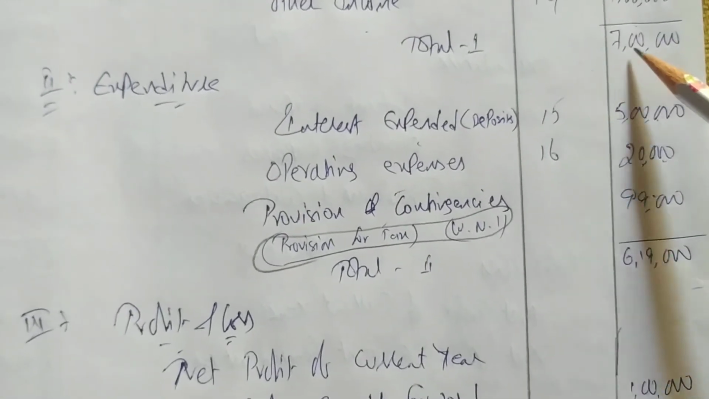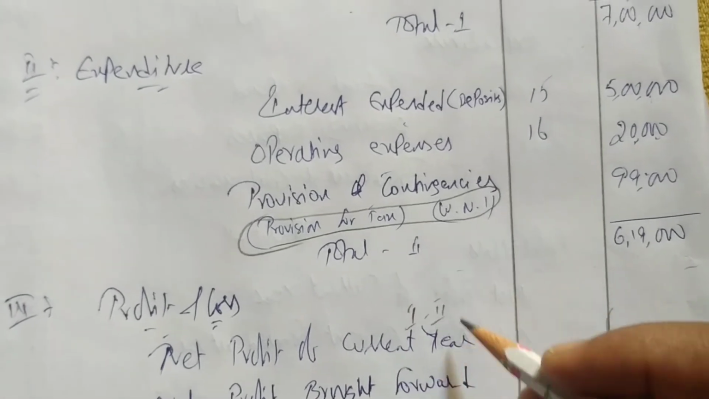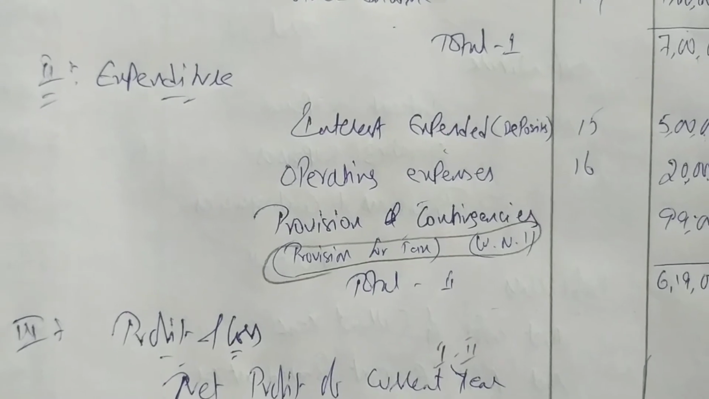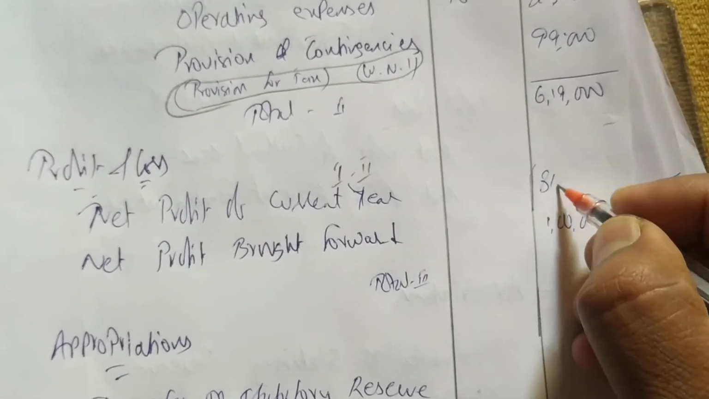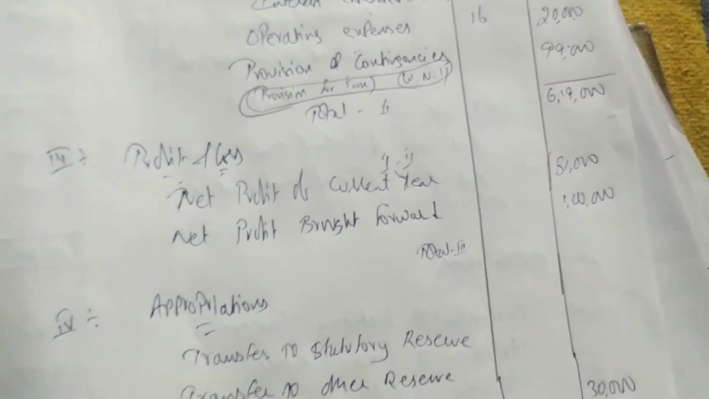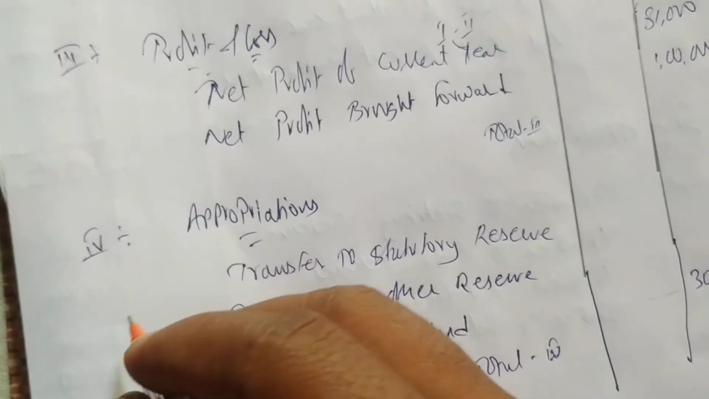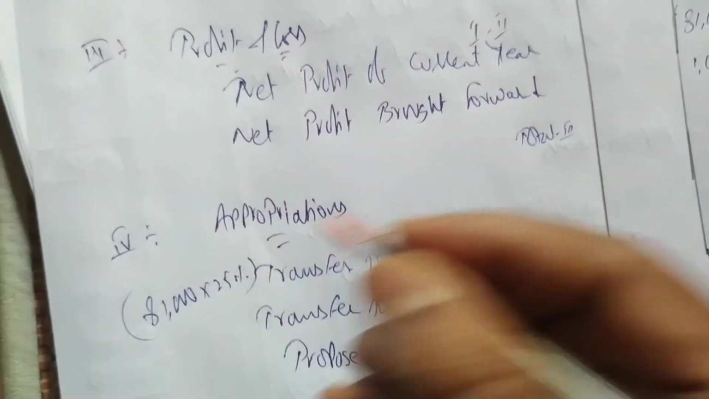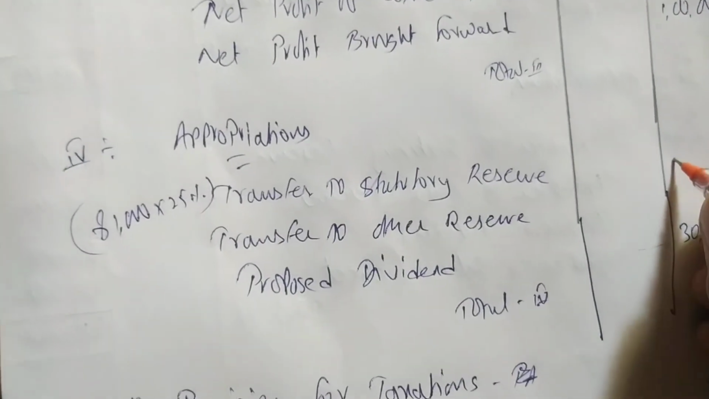So we are getting total 1 is 7 lakhs, total 2 is 6 lakh 19. We get profit 1 minus 2, current year profit. So 7 lakhs minus 6 lakh 19,000, we are getting 81,000 as current year profit. From 81,000 we have to transfer to statutory reserve compulsorily 25%. So 81,000 into 25%, we are getting 20,250.